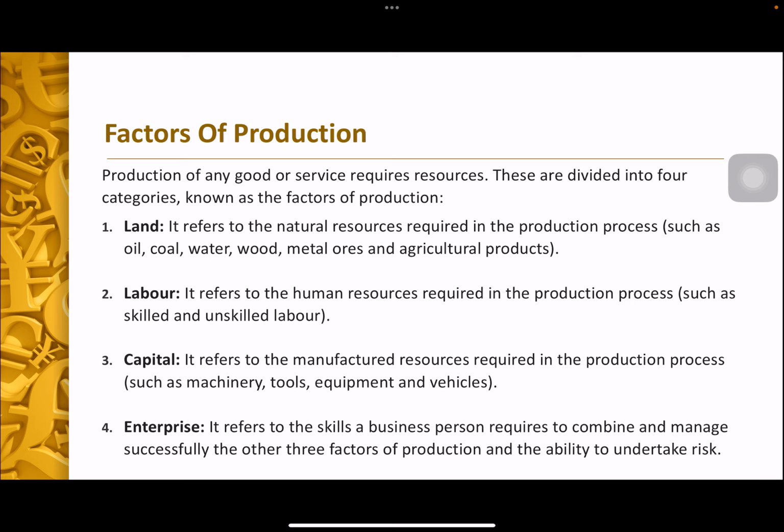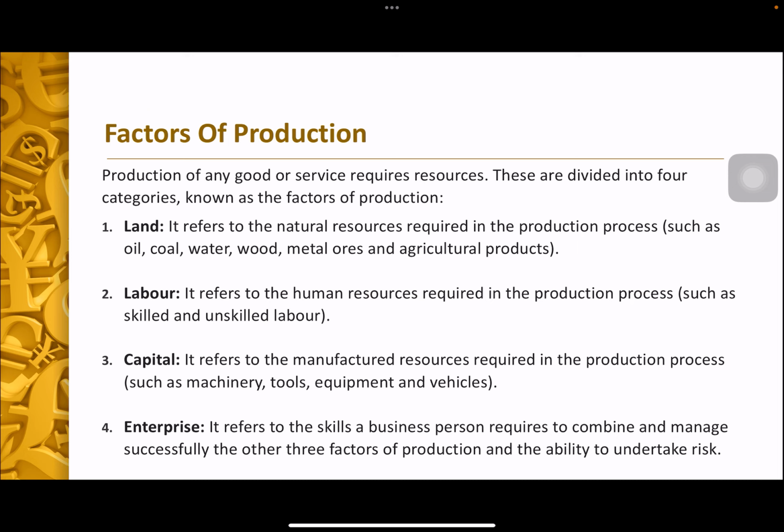Then the fourth factor of production is enterprise. Enterprise is the organization and the entrepreneur is the person who runs that organization or enterprise. So it refers to the skill of a person who combines all the other factors of production, that are land, labor, and capital, to produce goods and services. And obviously for this they take risk.